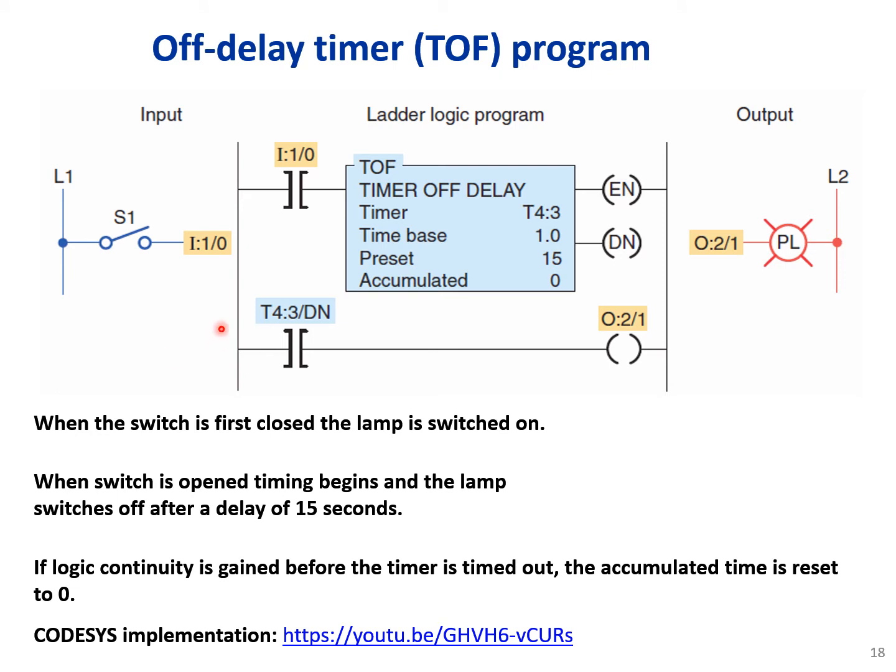Here we have one example of an off delay timer. We have one switch, an off delay timer with a delay of 15 seconds, and we have a done bit here and a pilot light. Once this switch goes from on to off, with a delay of 15 seconds the pilot light will go off. For the Codesys implementation, watch this video to learn more about Codesys.